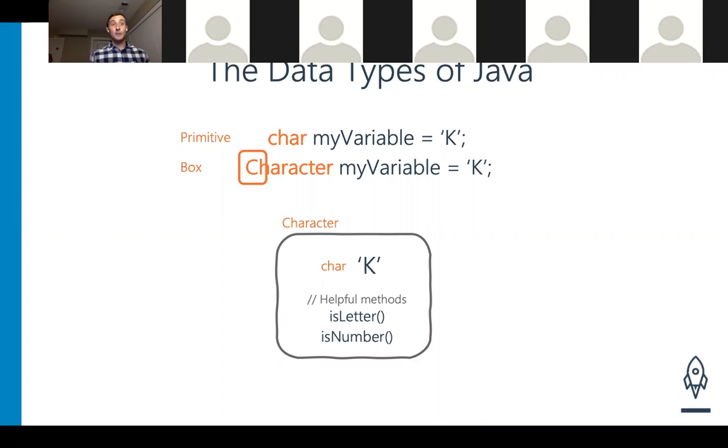So to answer your question, Matt, integer and character don't have a non-primitive, but instead they have a class, or a box, to them. That's what that capital C in character is, and that's what a capital I in integer is. It's that box providing more helpful things to us.